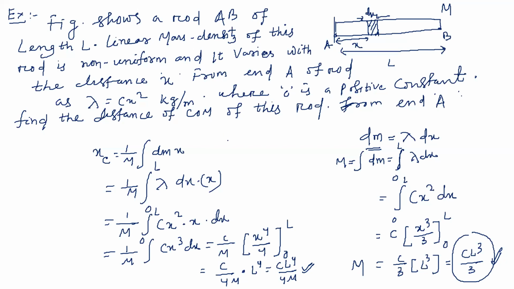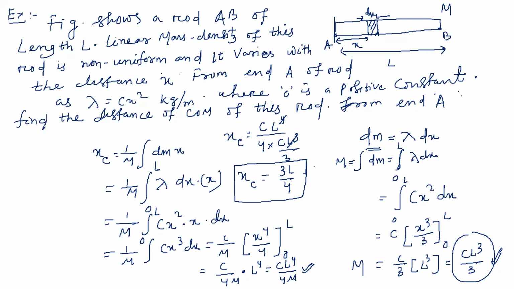So we can write x is equal to C L to the power 4 divided by 4 into, in place of m, CL cube by 3. And if I reciprocate it, then L cube will be cancelled. One L will be there. And the coordinate of x is going to be 3L by 4. You got it, friends? So the center of mass is at a distance of 3L by 4.